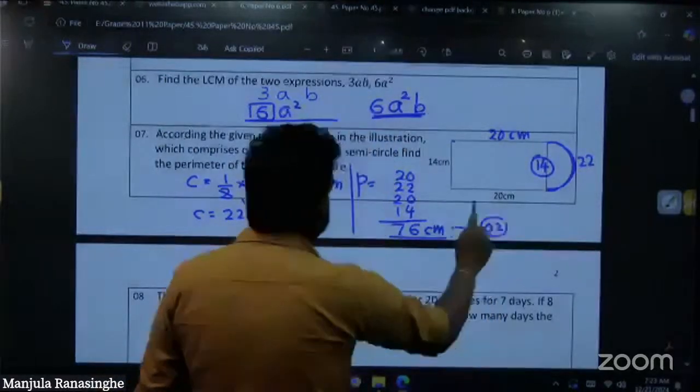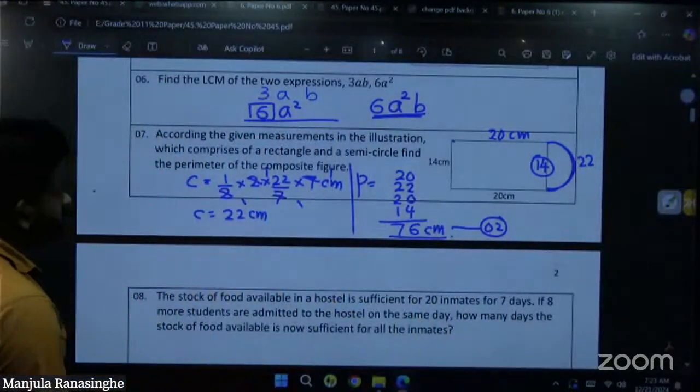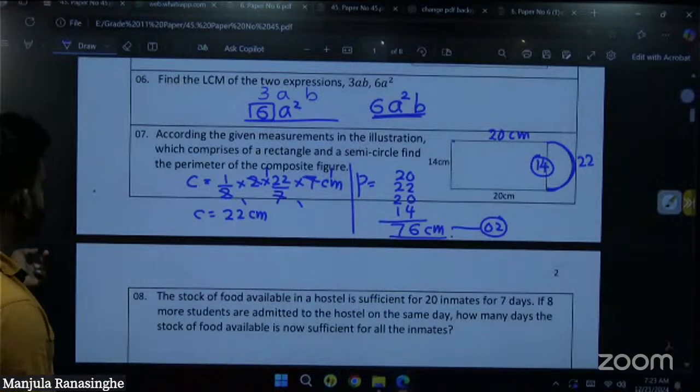So we have 2 marks. You know that all are 2 marks questions. Perimeter.